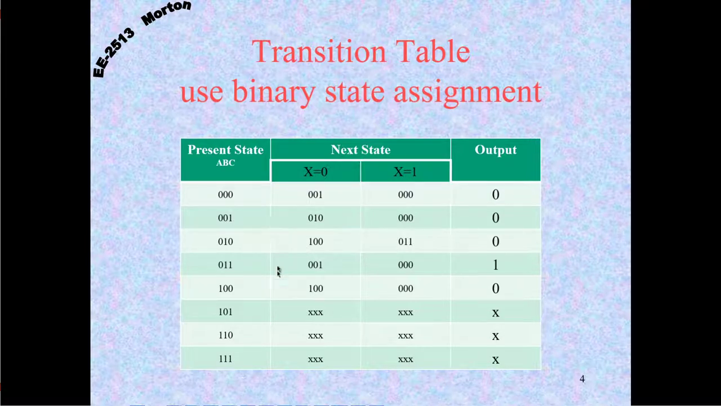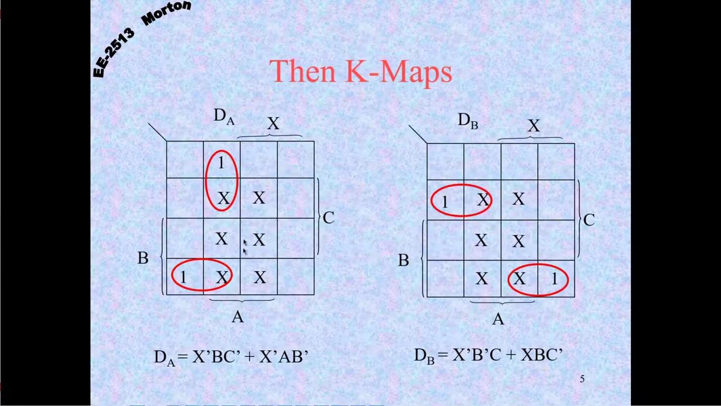Our map has the four variables, input x, and a, b, and c. So the top row will be xa, and the side will be bc. Just like this, x up here, a in the center two columns, b in the bottom two rows, and c in the middle two rows. Of course, the top two rows would be b prime. The first two columns would be x prime. The outside two columns would be a prime. The middle two columns are a.